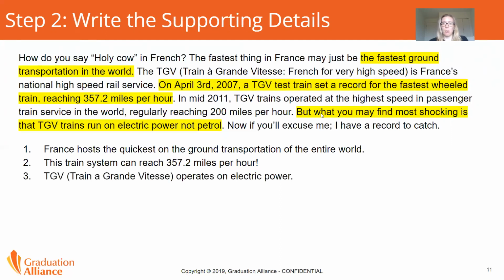And then the next one: But what you may find most shocking is that TGV trains run on electric power, not petrol. So I wrote this in my own words: TGV, train à grande vitesse, operates on electric power. Instead of runs, I wrote operates, and I don't think there was much I could do about electric power, so that was the term I used. I suppose I could have said electricity. That might have been better.